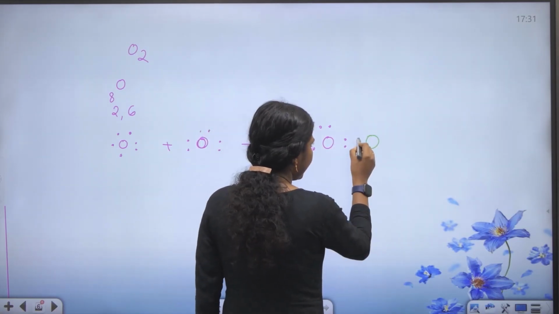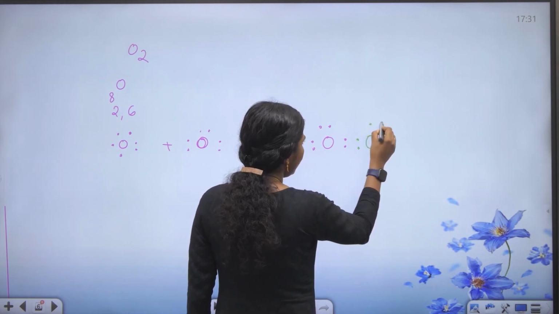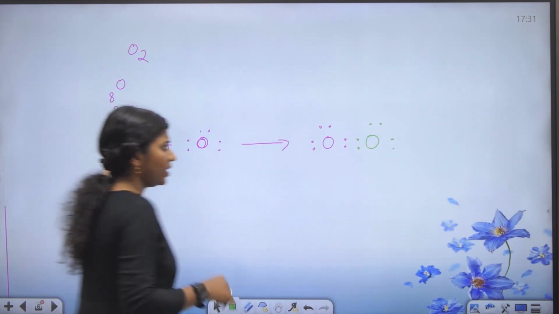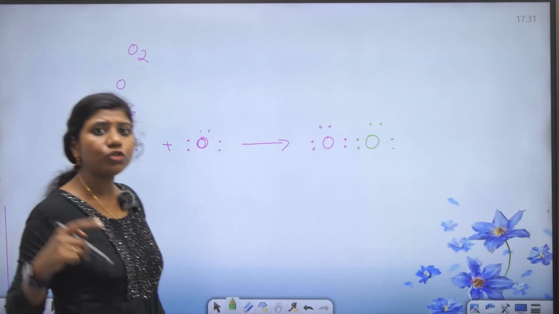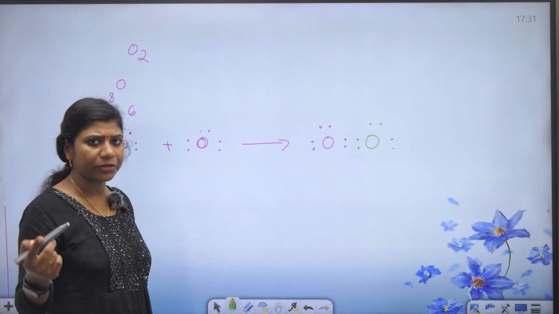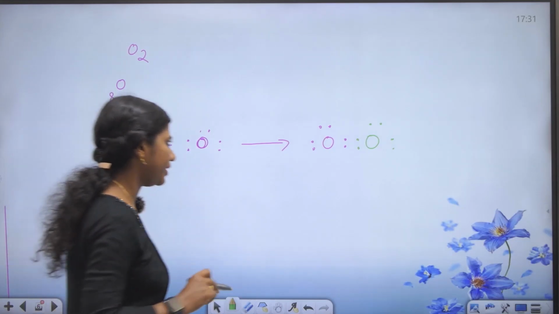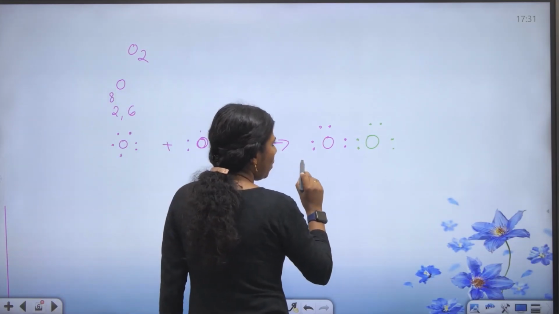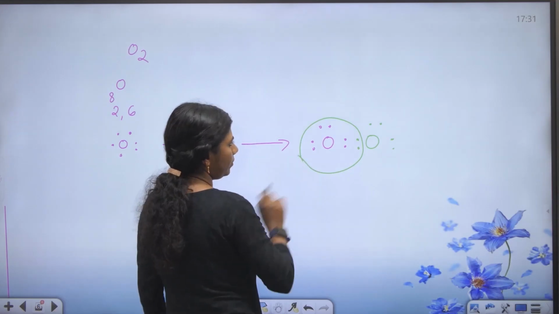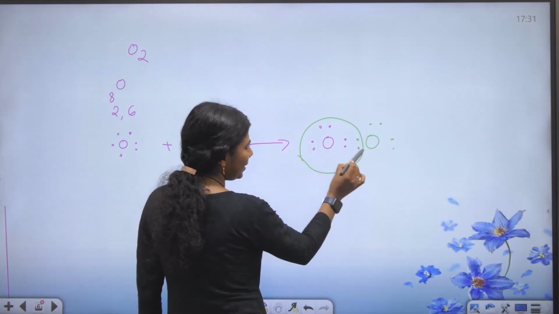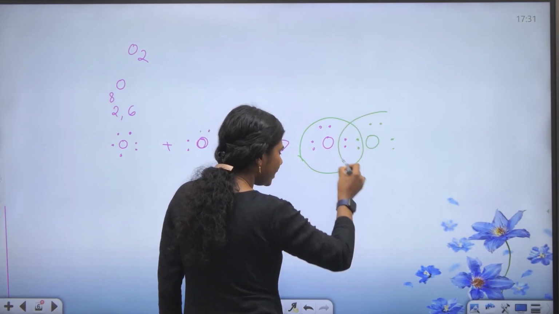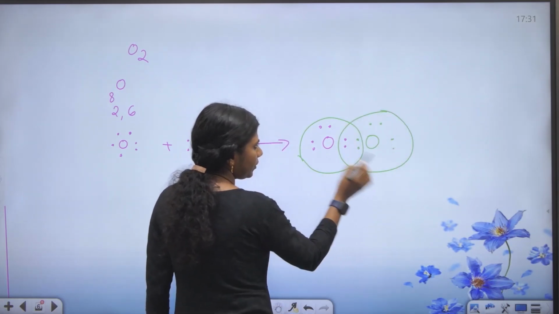Green one is the second oxygen. It also has 6 valence electrons. Both oxygen atoms require 2 more electrons to complete the octet. So both oxygen atoms share 2 pairs of electrons. This pink oxygen shares these 2 electrons, and the green oxygen shares these 2 electrons also.